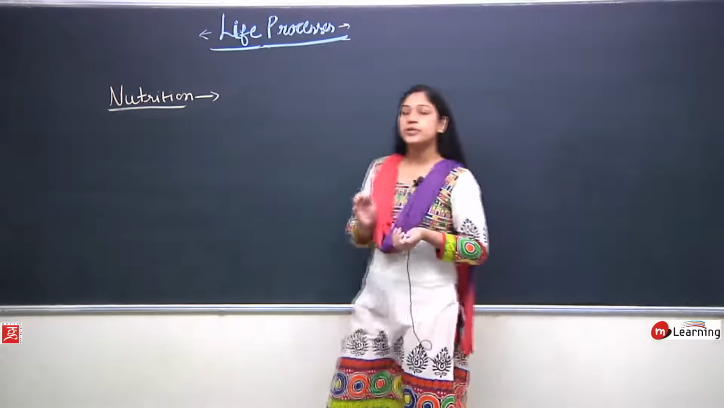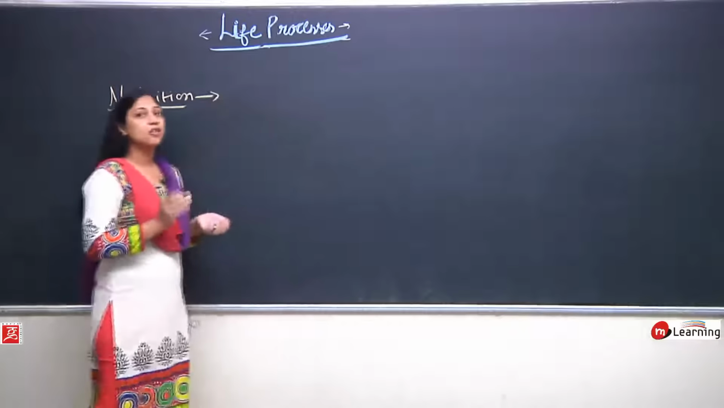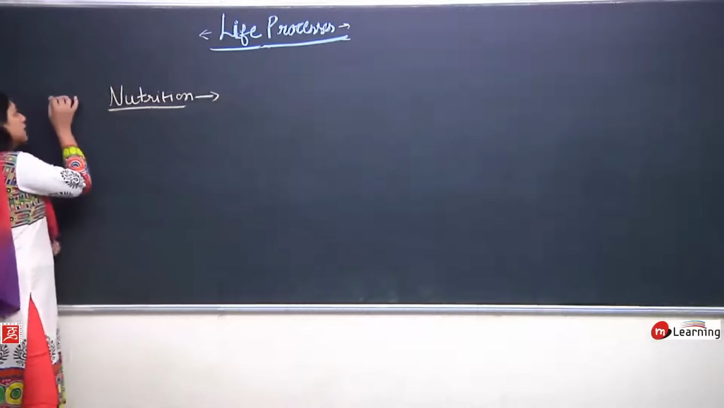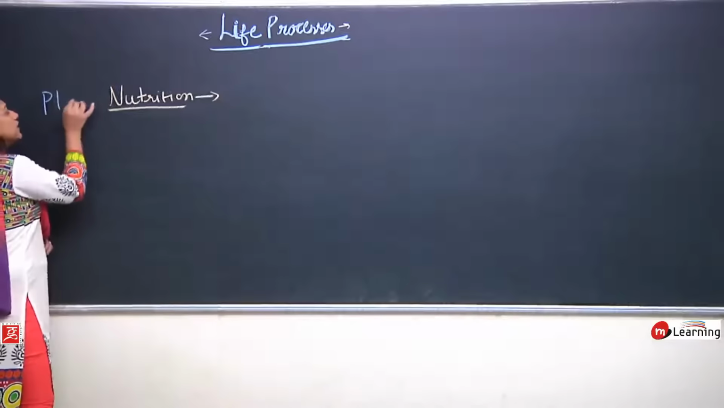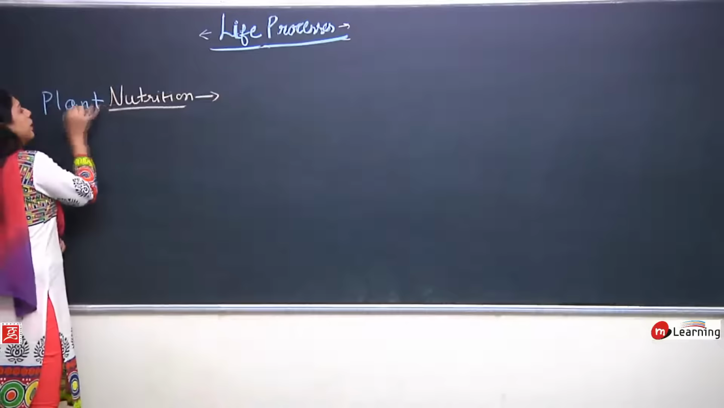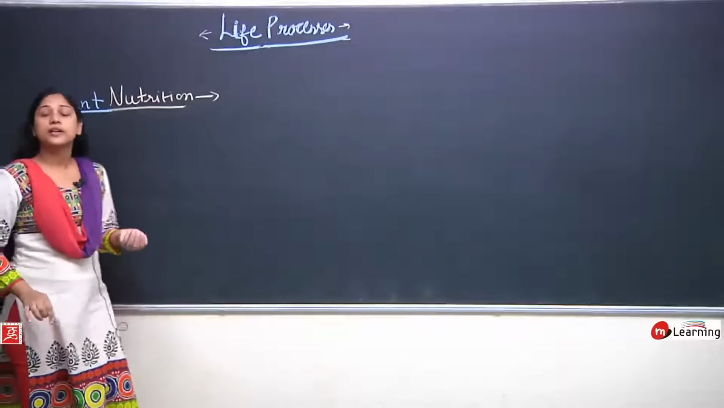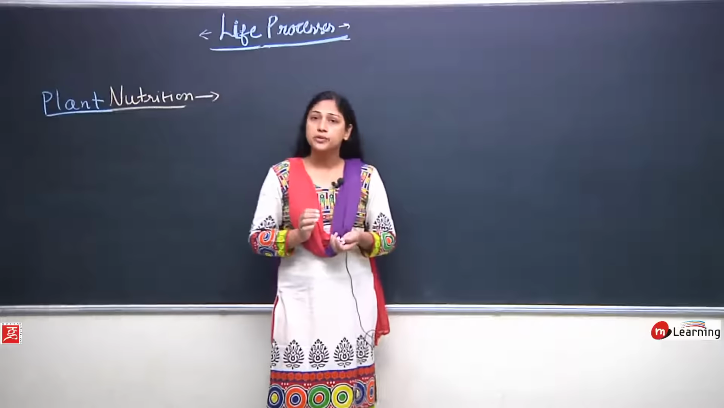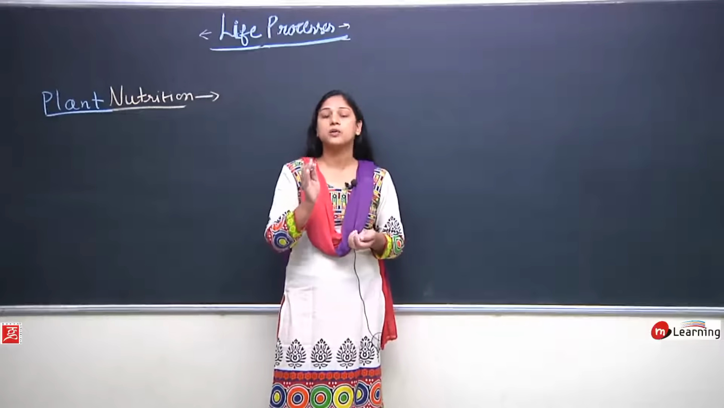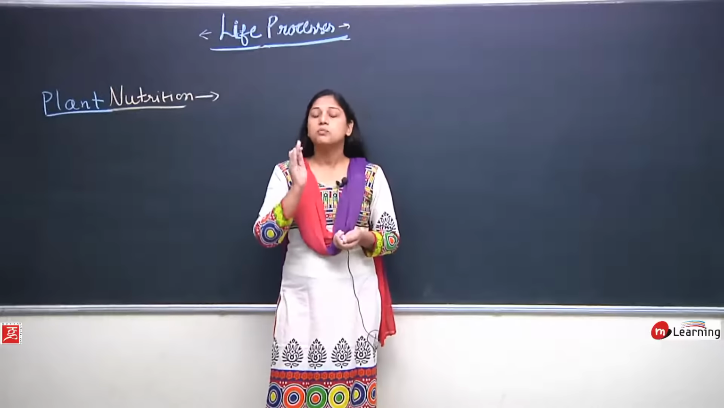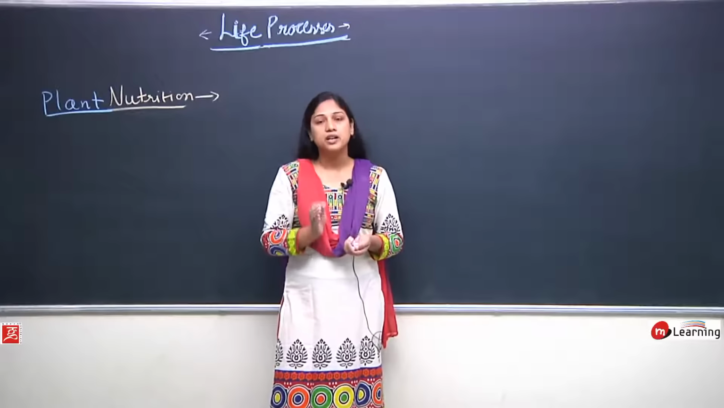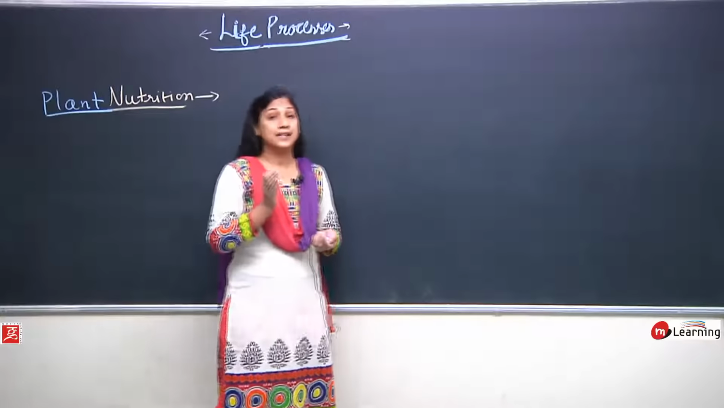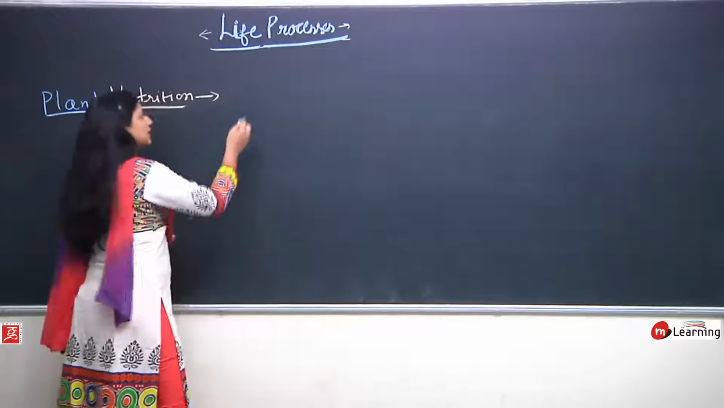Okay friends, so in nutrition now we will see the autotrophic mode of nutrition, and for that purpose we need to see plant nutrition. Now we know the plants are autotrophs and they synthesize their own food, and the process by which a plant produces its own food is called photosynthesis.